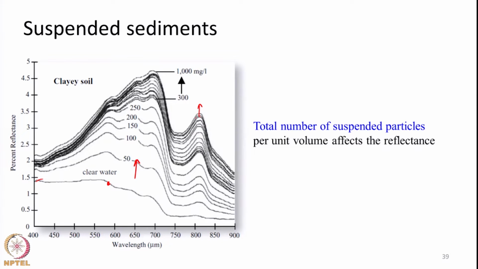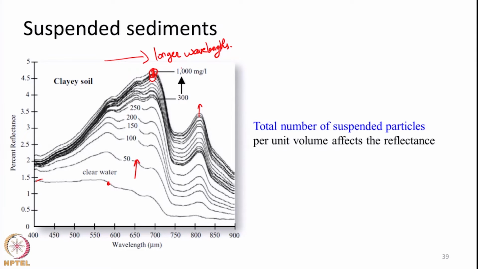One more feature we can observe is, as the concentration increases, the wavelength at which peak reflectance occurs shifts towards longer wavelengths. That is, as concentration increases, the wavelength of peak reflectance shifts towards longer wavelength. This is one important property.